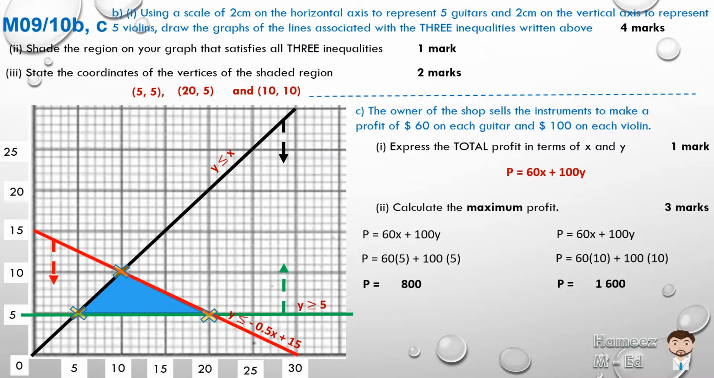And for the third point, the one on the extreme right, let's substitute profit is equal to 60x plus 100y. And we know x is 20. So if we're able to sell 20 guitars, which satisfies all three equations, and 5 violins. So 20 by 60 is 1200, plus 5 by 100 is 500. So 1200 plus 500 is 1700. As such, this is where the maximum profit occurs, which satisfies all three inequalities.